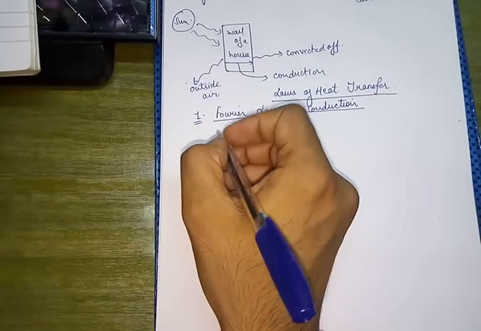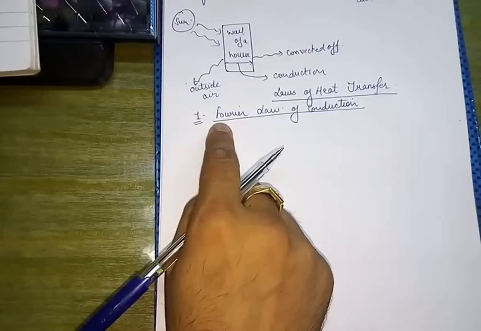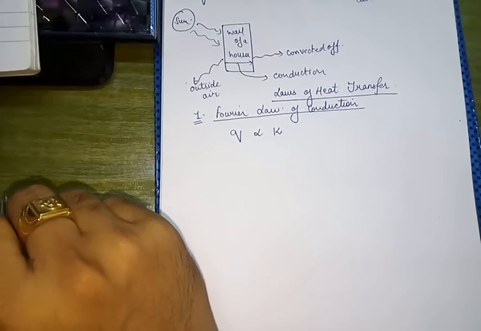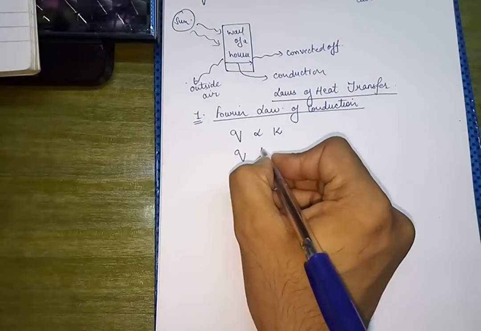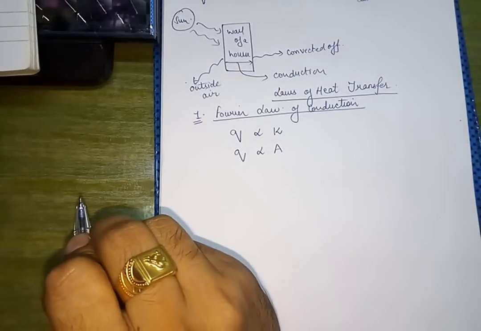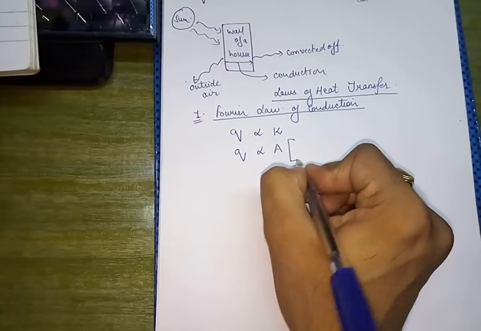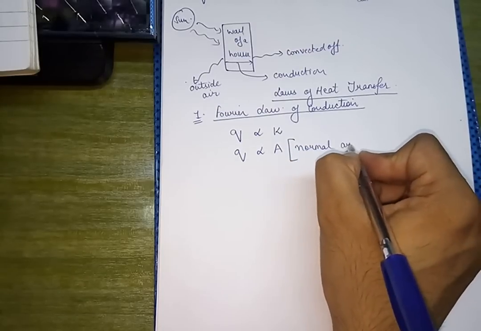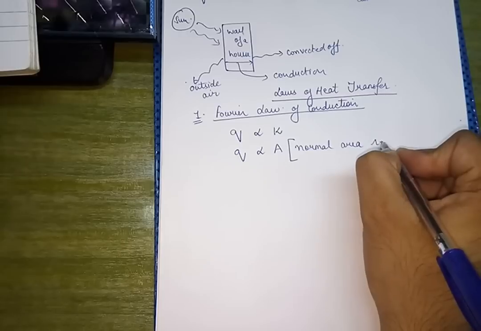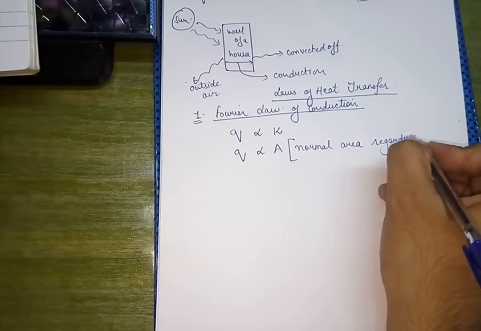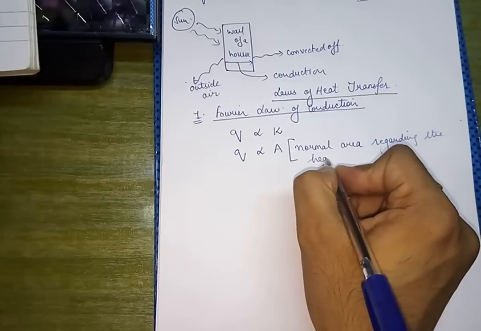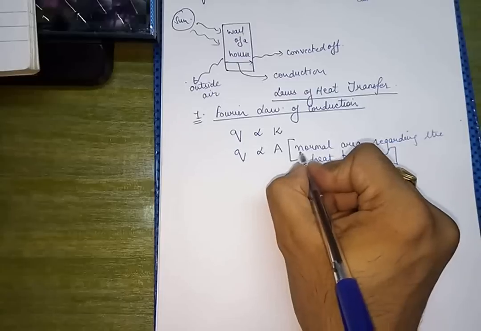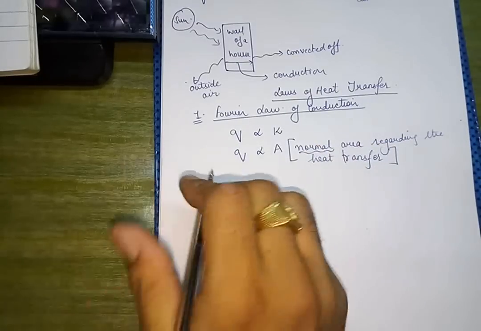Okay, now according to the Fourier law, Fourier was a scientist. He observed that the heat is directly proportional to the thermal conductivity of the material, and heat was directly proportional to the area through which the heat was flowing. Now please mind that this area is the normal area regarding the heat transfer, this area always lies normal to the heat transfer.